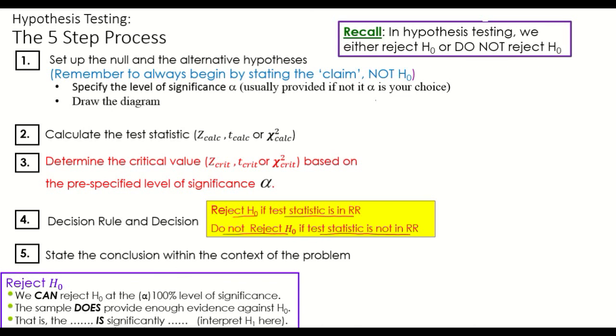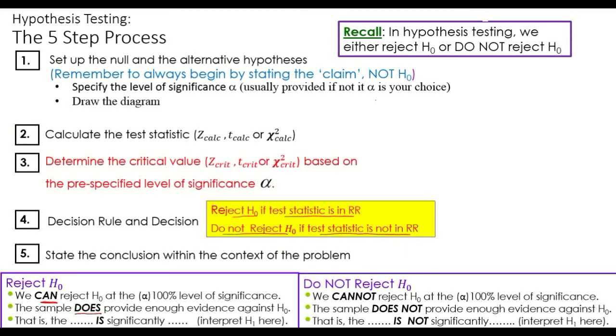If we reject H0, we say we can reject H0 at alpha % level of significance. And we say that the sample does provide enough evidence against H0. And that is that the parameter that you are dealing with is significantly smaller or larger or different. It is based on the question. Actually, you interpret the H1 here.